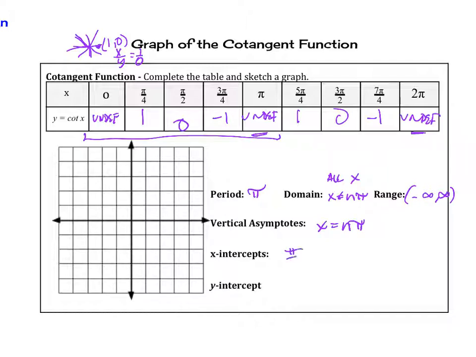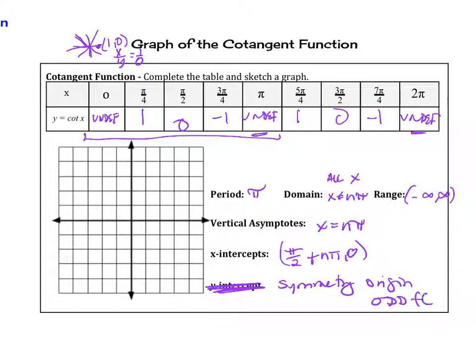Our vertical asymptotes are at x equals n times pi. Our x-intercepts are at pi over 2 plus n times pi, 0. And the y-intercept, there is none, right? So no y-intercept. This is symmetric across the origin, and so it's still an odd function.